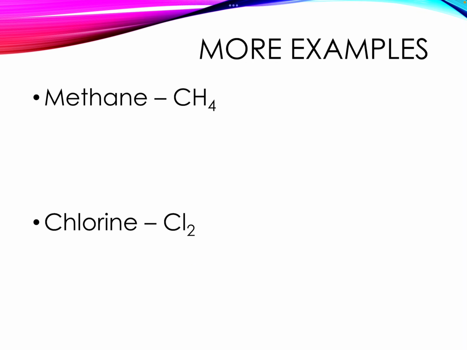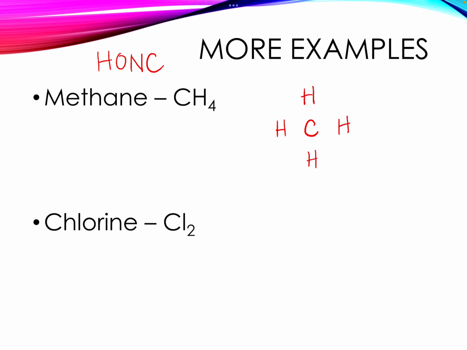Let's try some more. So the first one is methane. Okay, and remember, we need to figure out first which element goes in the middle. If we think about the HONC rule, carbon can make the most bonds here because it can make 4 bonds, whereas hydrogen can only make 1. Also, remember I told you hydrogen can never go in the middle, so it's definitely got to be carbon here. So we'll put carbon in the middle and our 4 hydrogens around the outside.